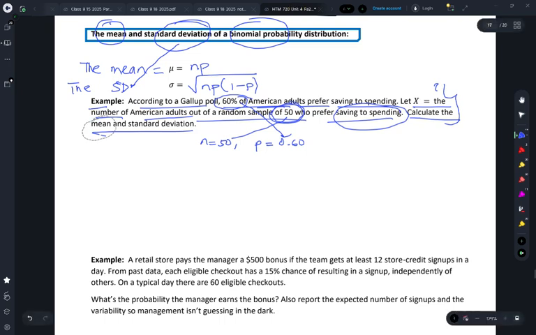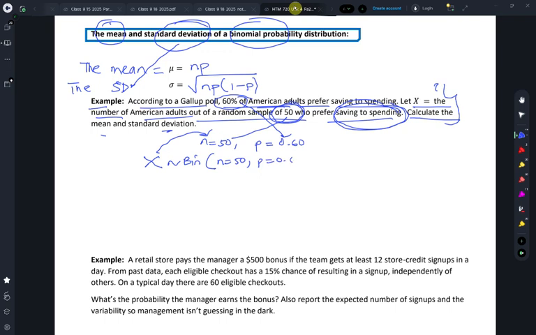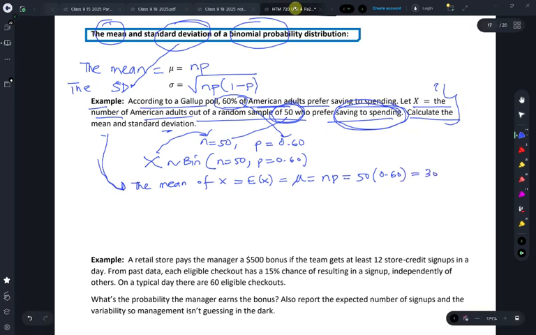To calculate the mean, our x follows the binomial distribution, where x is the number out of 50 who prefer saving to spending, with n equals 50 and p equals 0.60. And so we want to find the mean of the random variable x. That will be the expected value of x, or mu, which is n times p. That will be 50 times 0.60, which is 30.